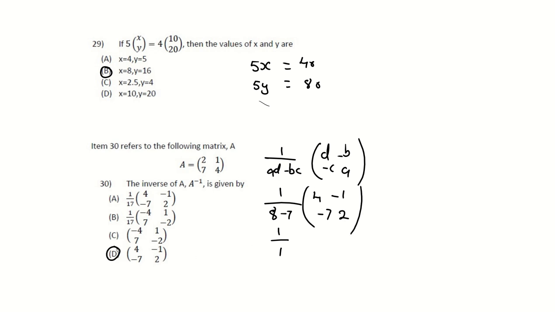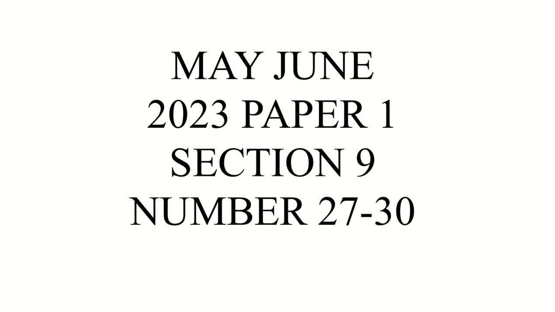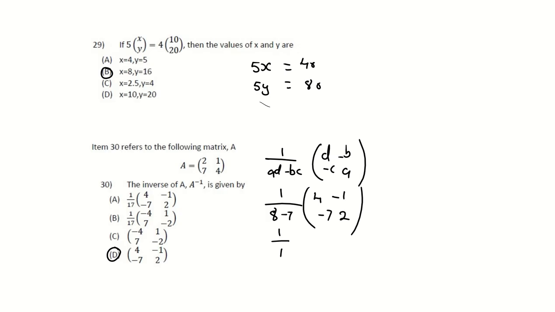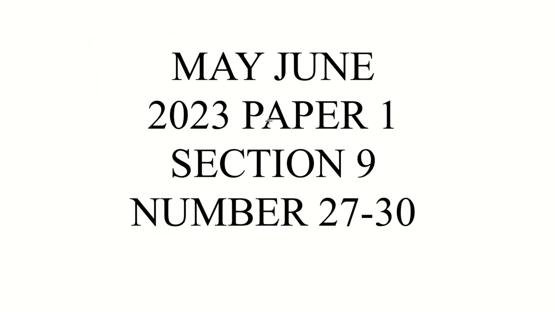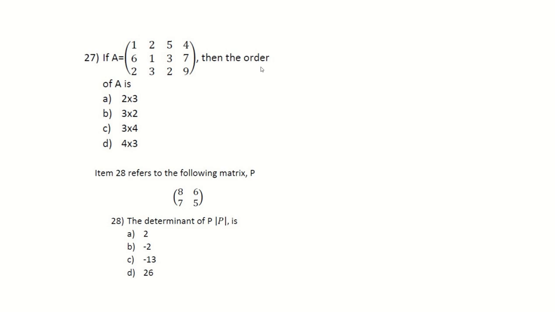Right, that is D. That is the answer for this one. And that would be the end of January 2024. Now we're going to be doing May, June 2023, paper 1, section 9, number 27 to 30, which is vectors and matrices.